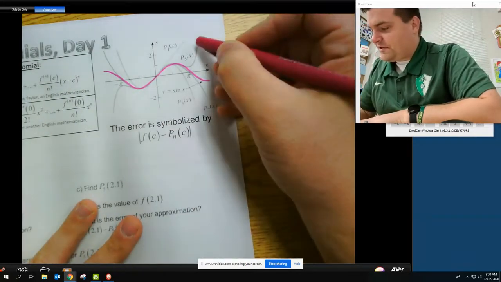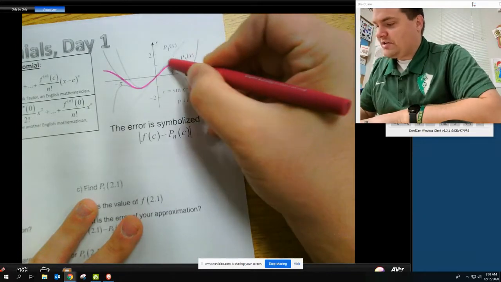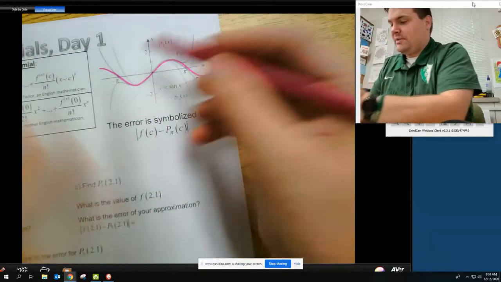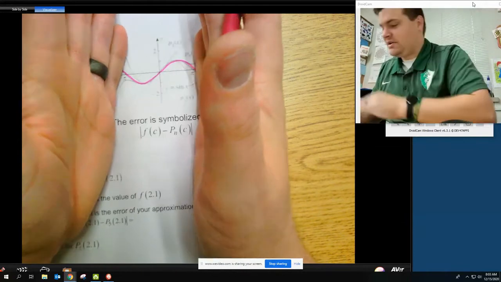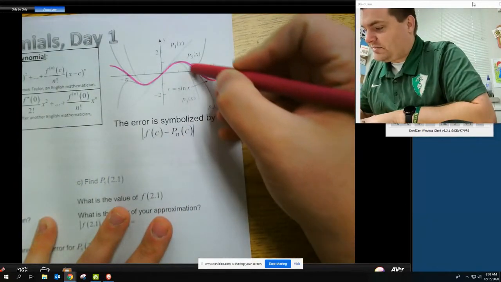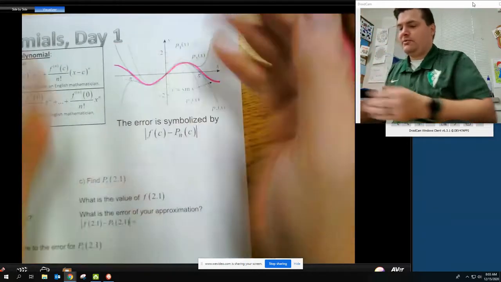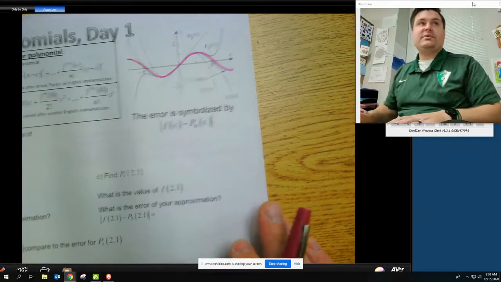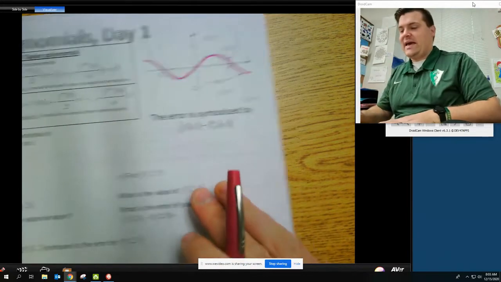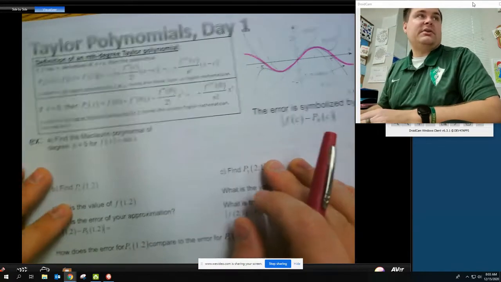If I do five terms, it matches up a little bit better, and it matches up in this range right here. And if I do seven terms, it's going to match up even more accurately, even further away. So the more and more terms we use for a Taylor polynomial, the more and more accurate it's going to be. So here's our formula.